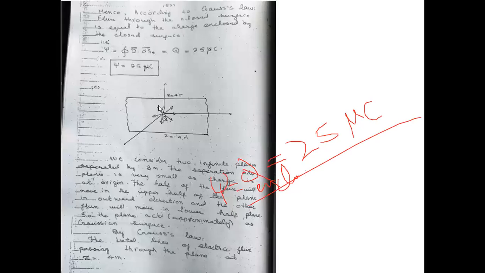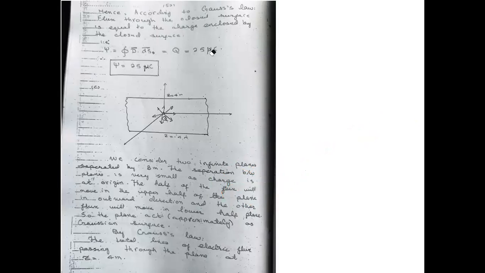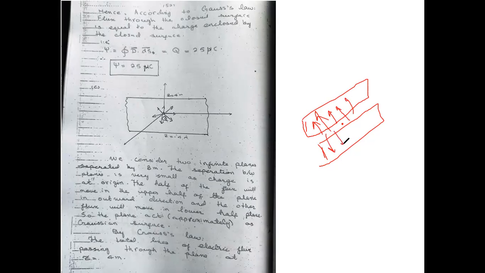Okay, now part C, we have a sheet. We have to consider that we have two parallel sheets. One is along this, and the other is like this. These two are parallel sheets, and the charge is enclosed between the sheets, and some of the flux lines are passing through the upper sheet, and some of the flux lines are passing through the downward sheet.